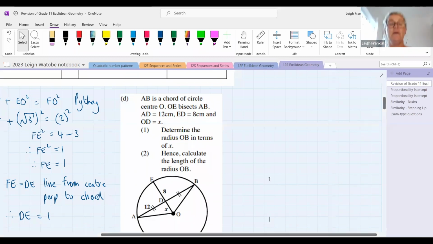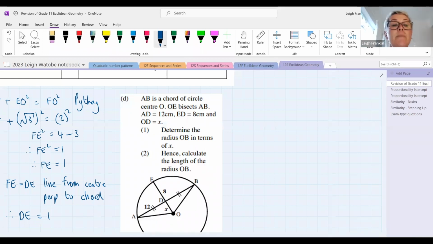Okay, so here they give us AB is a chord. So AB is the chord of a circle. So there's AB over there, right? And they've told us that AD equals DB, right? So if they tell us that AD equals DB, what does that mean for the angle at D? What does it mean for the angle at D?